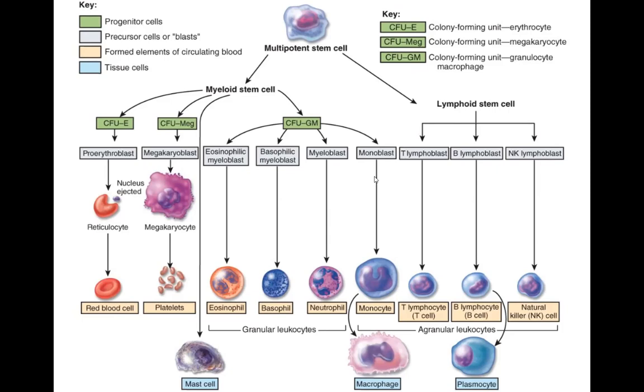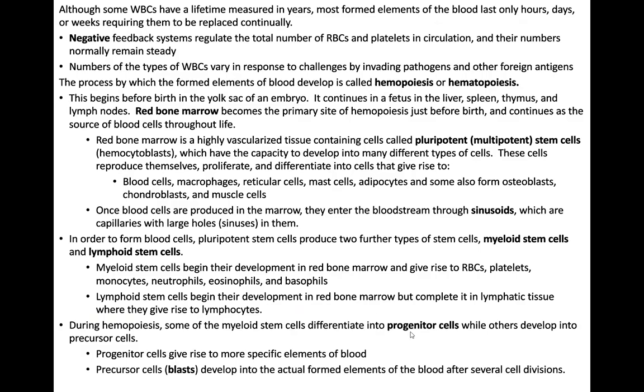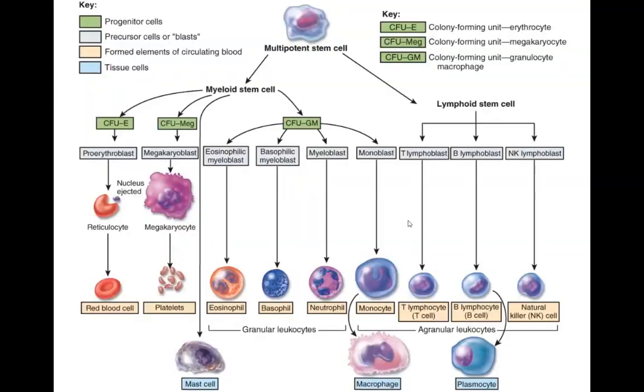As far as the exam goes, I'm not going to expect you to be able to regurgitate all this stuff. Make sure you know what the process of blood cell production is. Hemopoiesis or hematopoiesis involves negative feedback, where it takes place, which is red bone marrow. Just maybe know the major highlights.